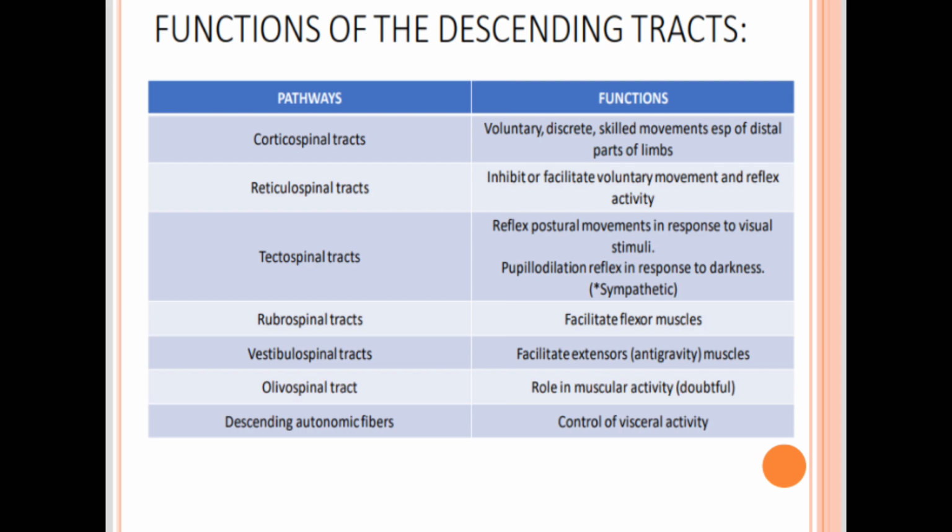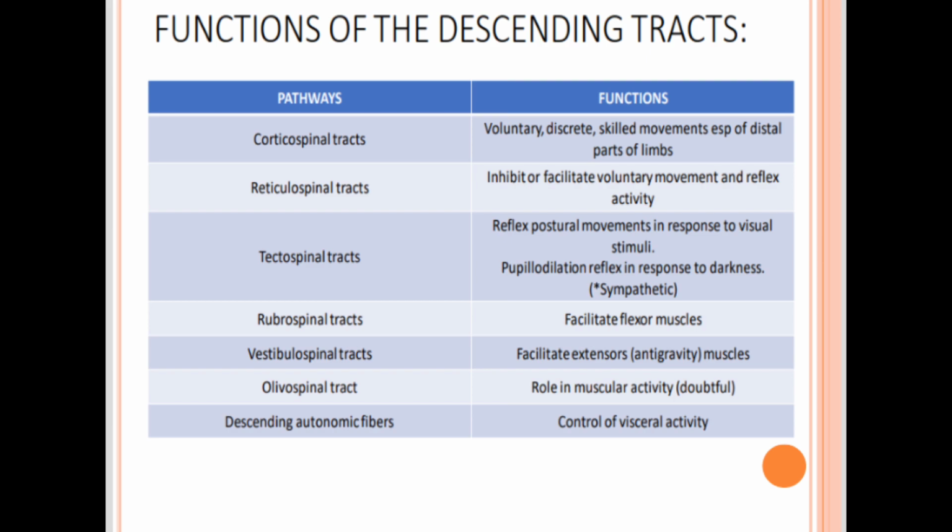The first pathway is the corticospinal tract. The corticospinal tracts are responsible for voluntary, discrete, and skilled movements, especially of the distal parts of the extremities, for example of the hands. Then we have the reticulospinal tract, which can either facilitate or inhibit voluntary movement and reflex activity by inhibiting and facilitating the alpha and gamma motor neurons.